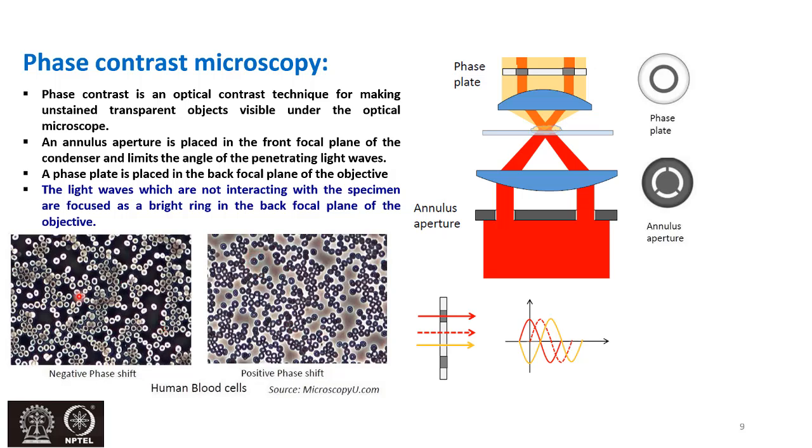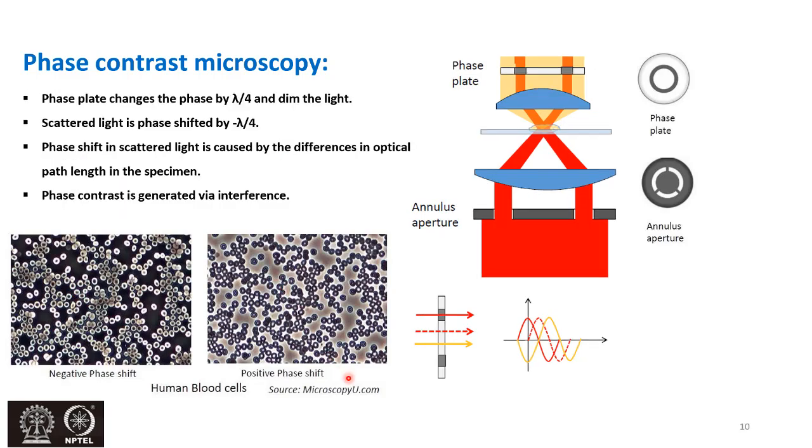Here there is no phase shift, and here we are getting a positive phase shift. Again the change depends upon lambda by 4, and it dims the light. That's why here we can see a darker object, and the scattered light is shifted by minus lambda by 4. So that is why the contrast is happening. The phase shift in scattered light is caused by the difference in the optical path length in the specimen, as you can see here. And because of the optical path length difference, the destructive and constructive interference are forming.